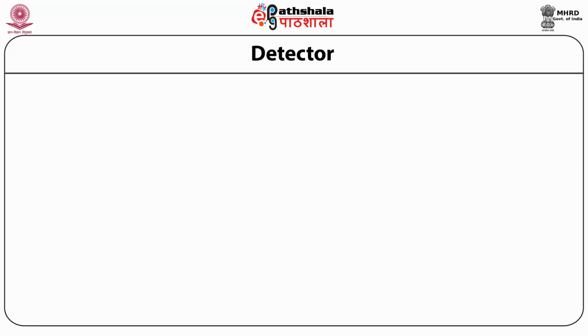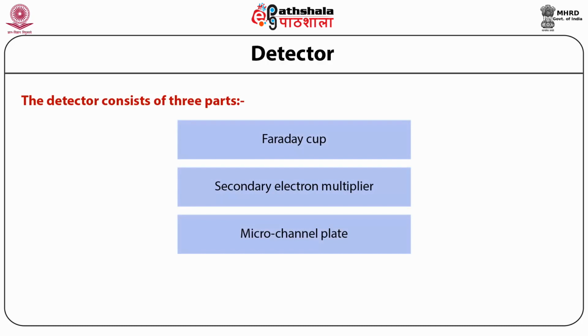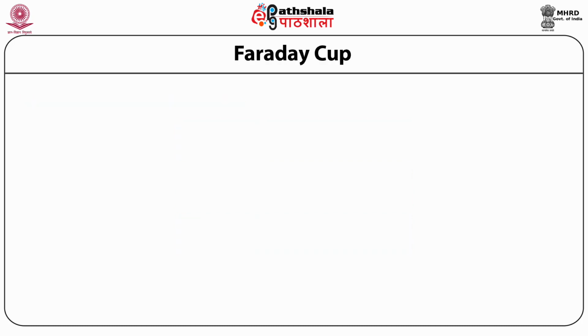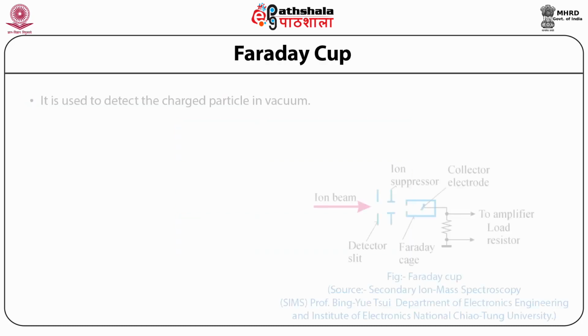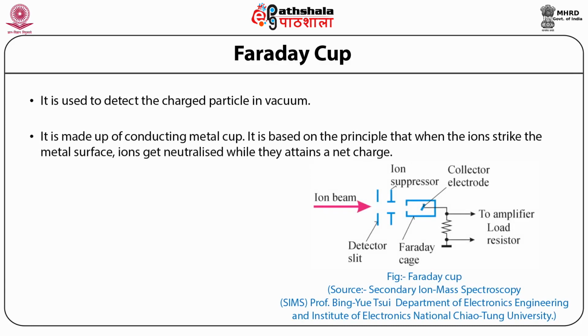Then we talk about the third important component, in addition to the earlier two explained. This deals with the detector. The detector consists of 3 parts: Faraday cup, secondary electron multiplier, and microchannel plate. The first one is the Faraday cup. It is used to detect charged particles in vacuum.